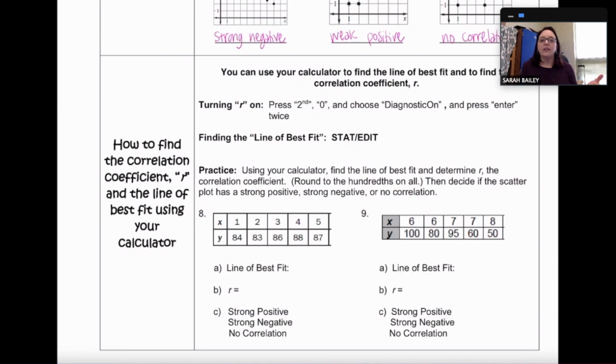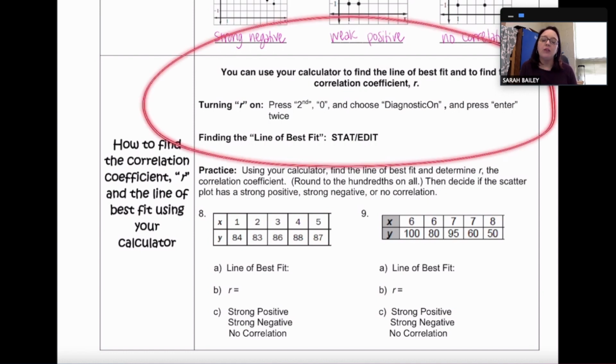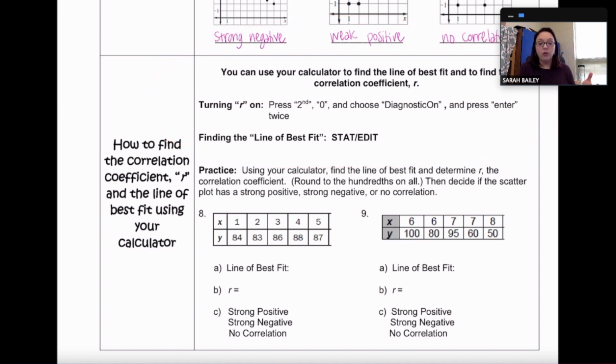Okay? All right, so now we're going to use our graphing calculator, in this case we're going to use Desmos, to find the correlation coefficient, or the R value, which you may have noticed yesterday. So this information right here gives you the steps for doing that if you're using a graphing calculator. You don't have to follow these steps if you're going to use Desmos, which is what we're going to do. All right, so it says, using your calculator, find the line of best fit and determine R, the correlation coefficient, round to the nearest hundredth on everything. And then we need to determine if it has a strong positive, strong negative, or no correlation.